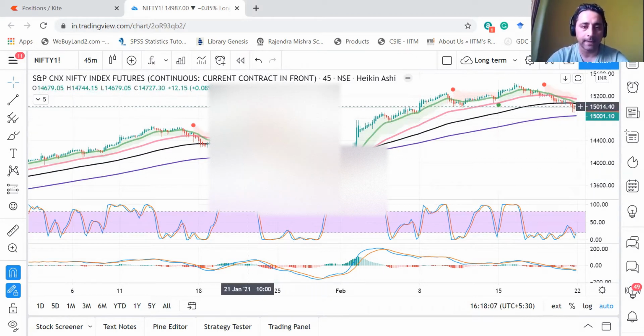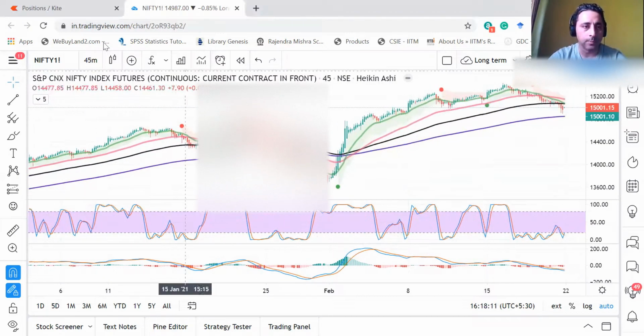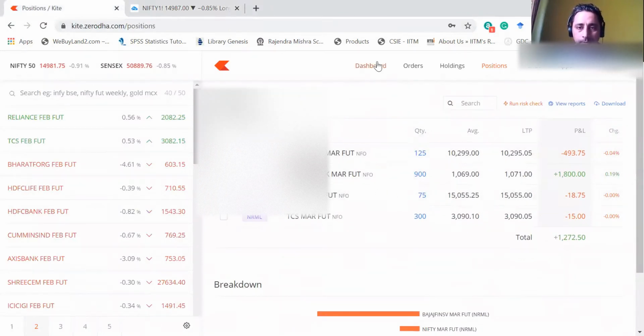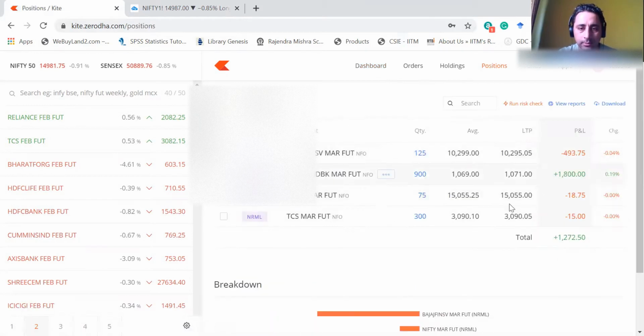Now let us see how, if we were in any of these trades, what we could do. So we go to our Zerodha dashboard. This is the Zerodha account that I am running. If we go to the dashboard, you can see that there are some positions. Right now I have a Nifty position. I have squared off most of the positions because of the recent downturn.